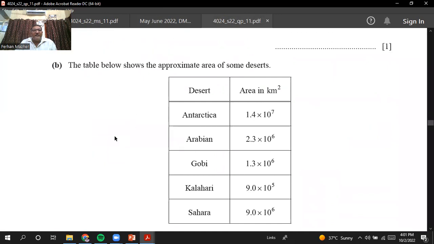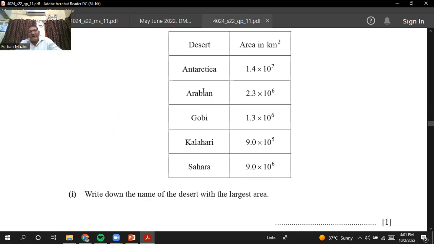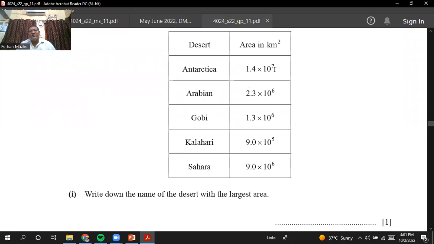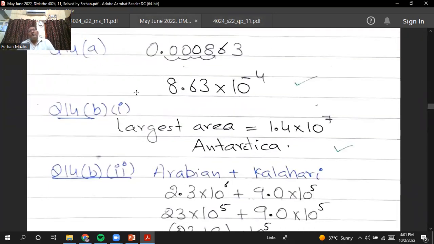Okay, he says the table below shows the approximate areas of some of the deserts. So the name of the deserts and their areas are given here. He says write the name of the desert with the largest area. So the largest area will be who has the largest power here. Okay, so it will be 1.4 expo 7. That's the largest area, and the name of that desert is Antarctica. Okay, so we will write here the largest area is 1.4 expo 7, sorry, kilometer square, and the name of the desert is Antarctica.